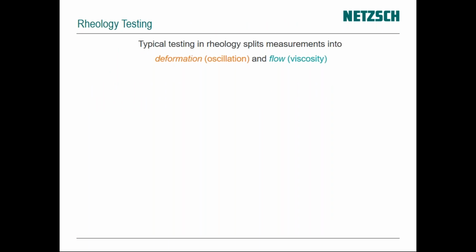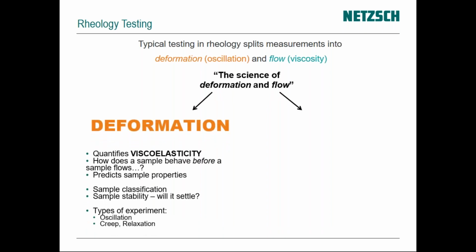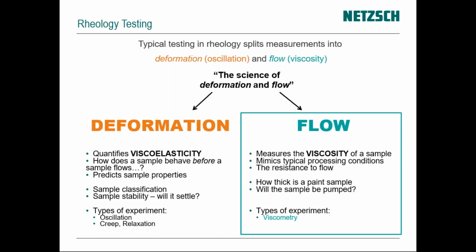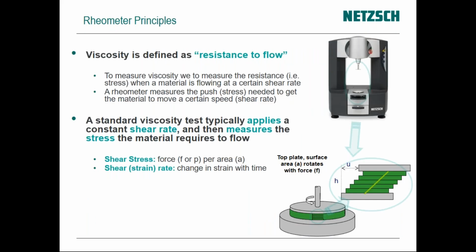So if you remember back, there are two different types of rheology tests. There's the deformation and the flow type. And this would be specifically falling into the flow type. So viscometry testing is when you're shearing a sample round and around to simulate maybe pumping or steady flow behavior, and that's called viscometry.